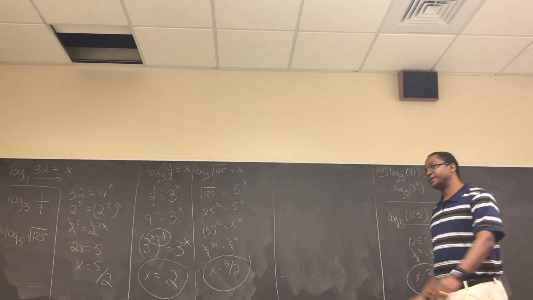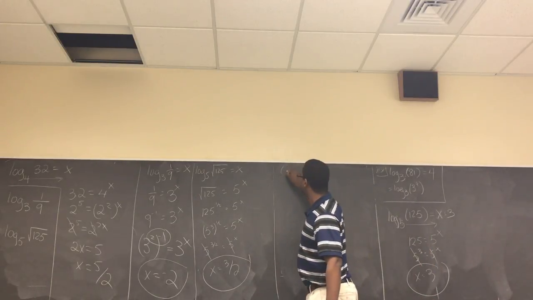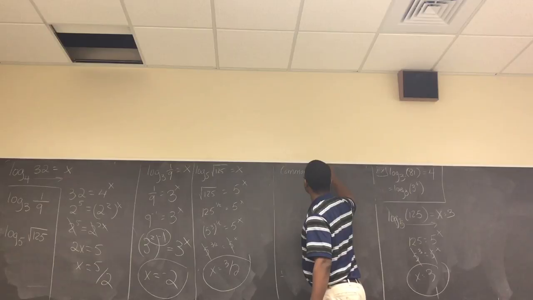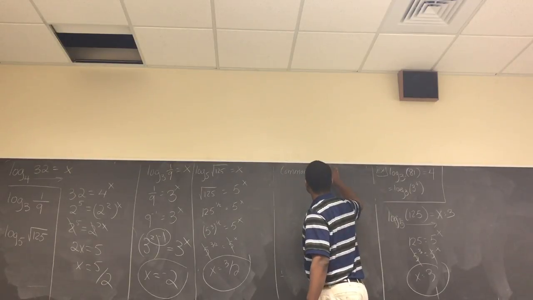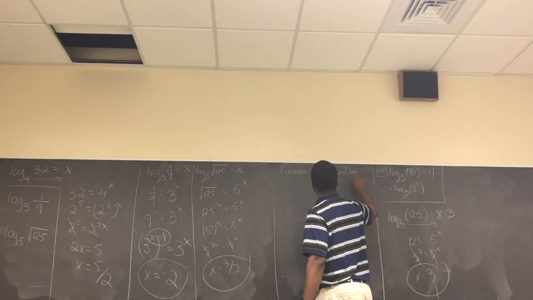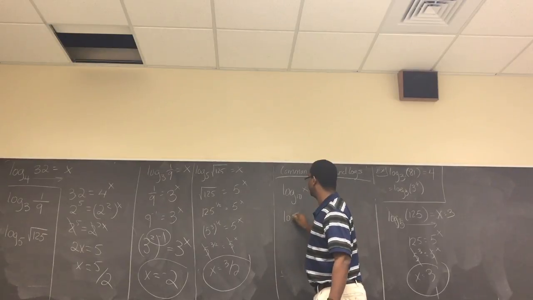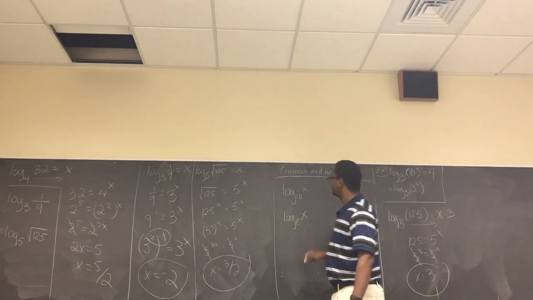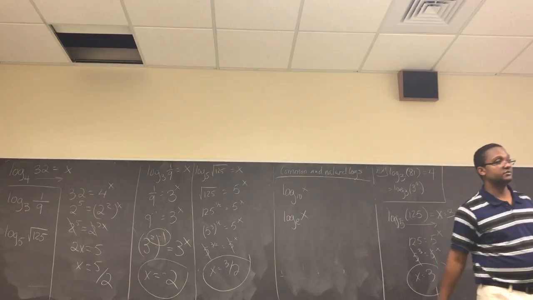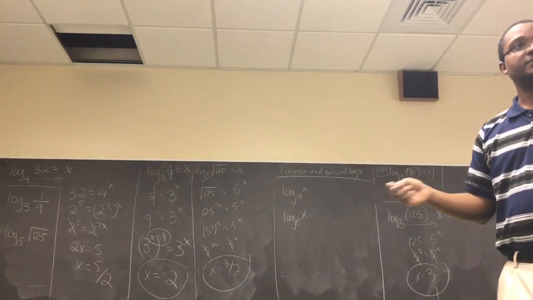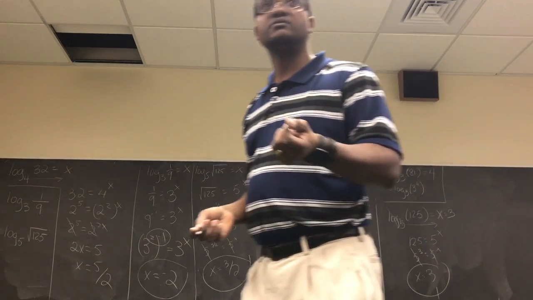The common and the natural logs. The most commonly used logs are logs of base 10 and logs of base e. Remember what e was? The natural number? 2.71828, and so on, going on forever.